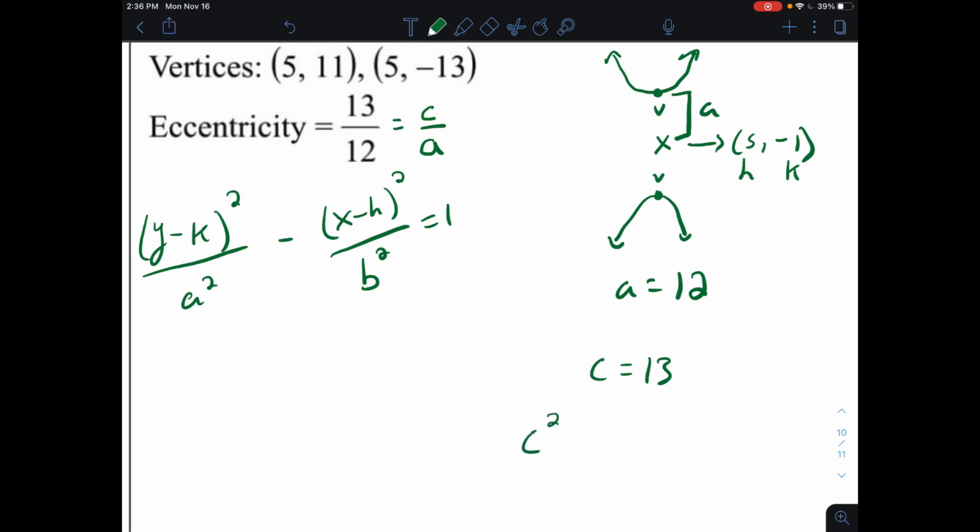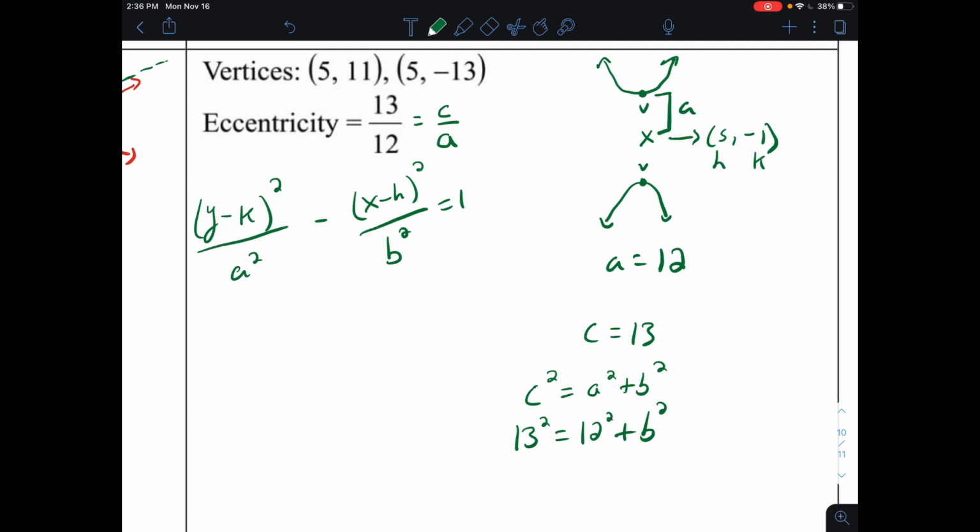For the hyperbola, the Pythagorean relation is c squared equals a squared plus b squared. So 13 squared is equal to 12 squared plus b squared, and you solve for b. So 13 squared minus 12 squared is going to be 25. So 25 is equal to b squared. So b would be 5.